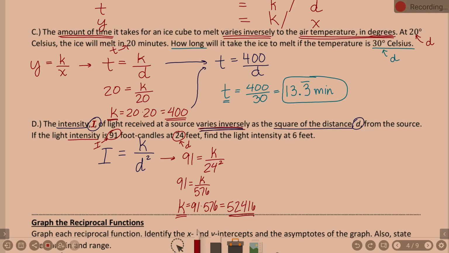Okay, can I write my new equation? Yeah. I equals K, what's K? 52,416 over D squared.